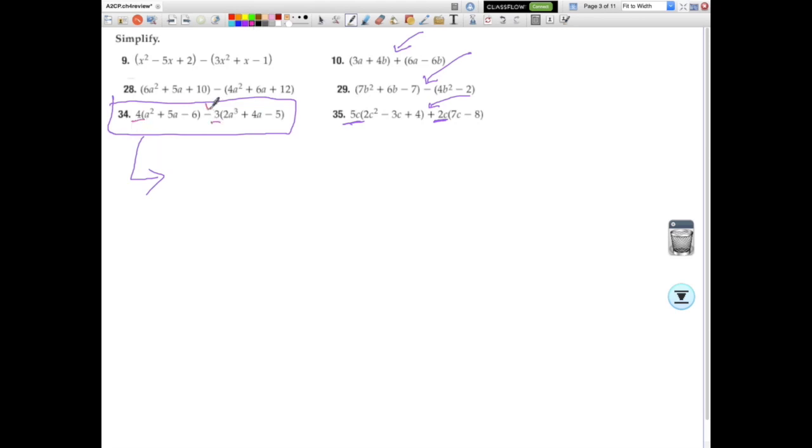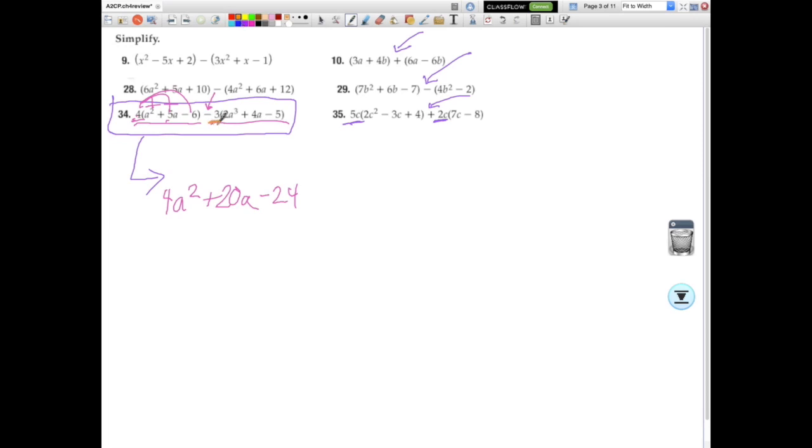First things first, I notice I have multiplication and I have subtraction. So I'm going to simplify each of these polynomials first by distributing those coefficients across. I'm going to send my 4 here and here and here, and I'm going to get 4a squared plus 4 times 5 is 20a, and then 4 times negative 6 is negative 24.